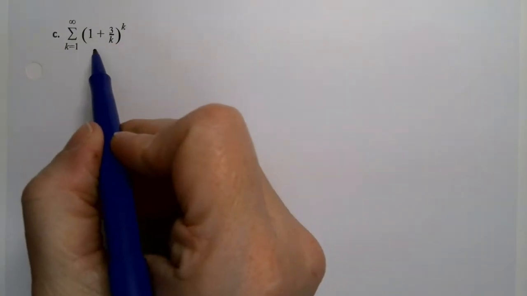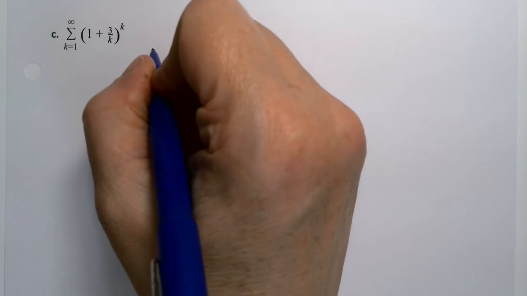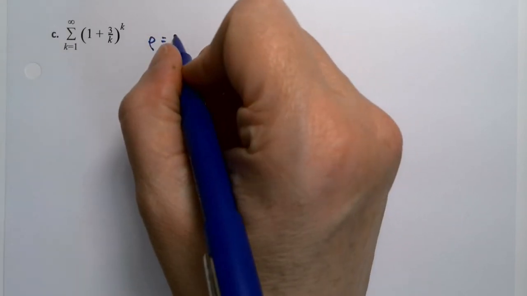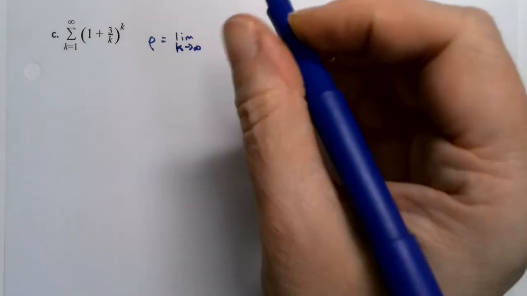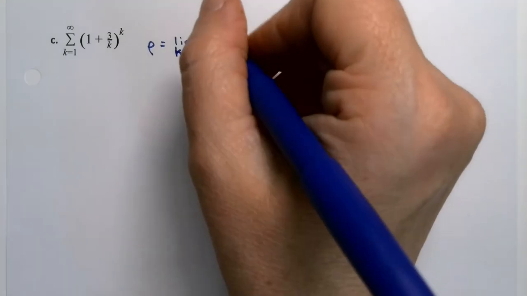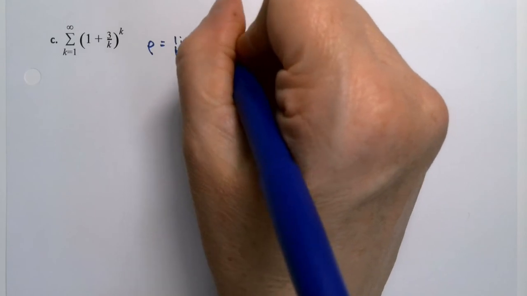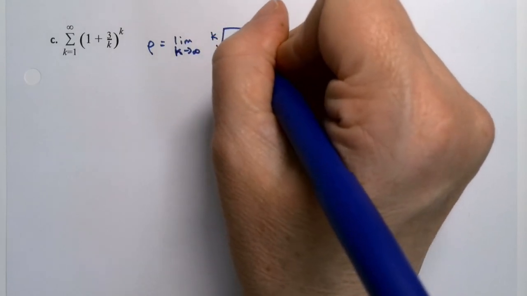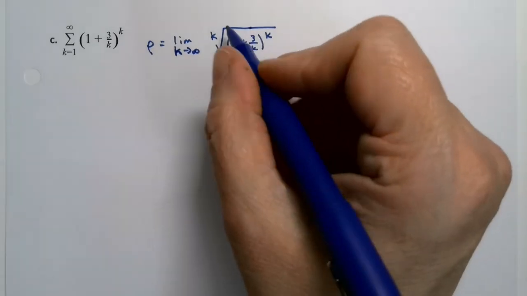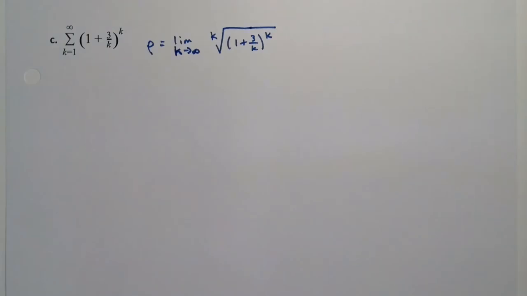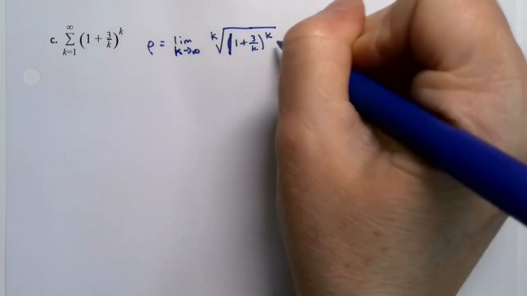So at first glance, this last one seems like it's primed for the root test because it's something to a kth power. So rho would be equal to the limit as k goes to infinity, because this one's a_k, of the kth root of 1 plus 3 over k to the k. Technically absolute value. So I can just put absolute value symbols right here and that'll work.